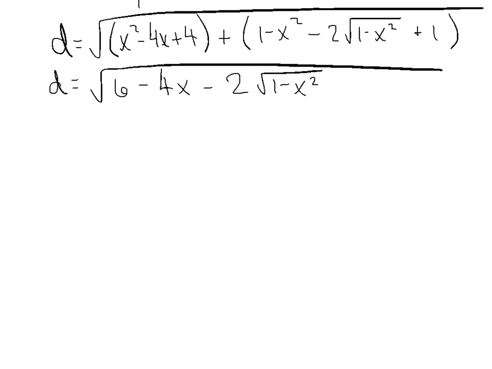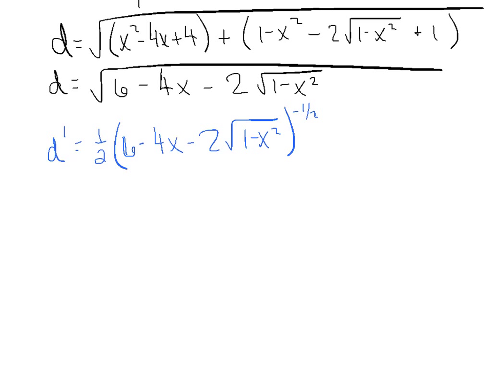I'll switch colors here. The derivative is with respect to the independent variable, which in this case again is x. That was quite convenient, eh? Chain rule says 1/2 times the inner function, 6 minus 4x minus 2 radical 1 minus x squared, raised to the new exponent of negative 1/2. Now here's where it gets really interesting. We got negative 4. And then I'm going to start doing some chain rule. I've got negative 1 minus x squared to the negative 1/2 times negative 2x.